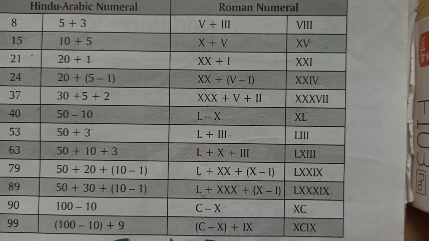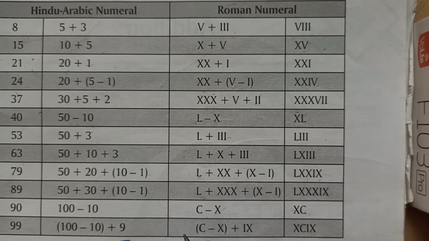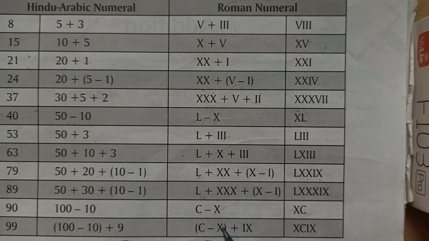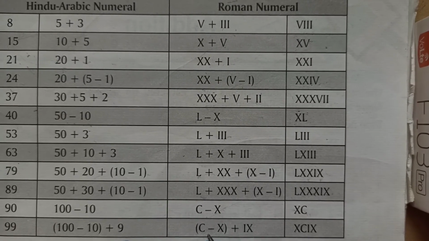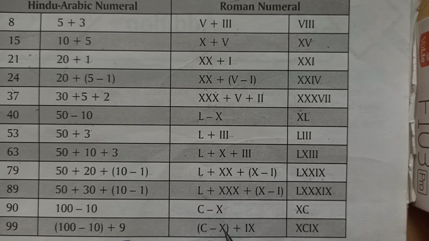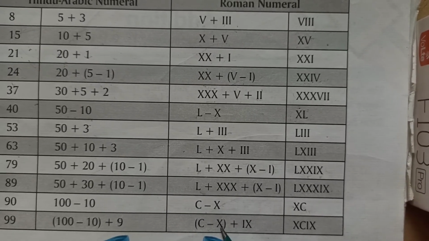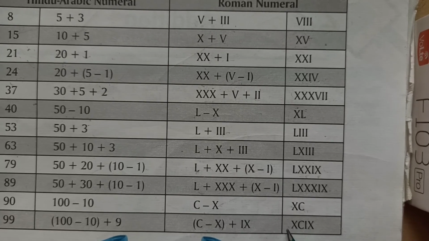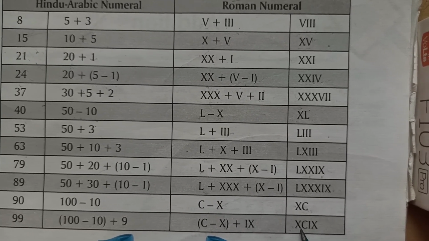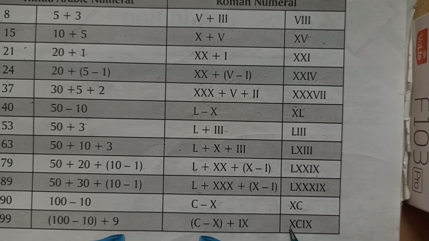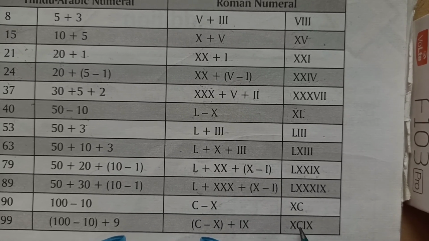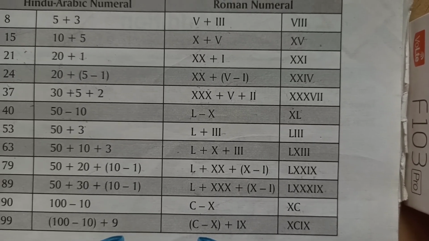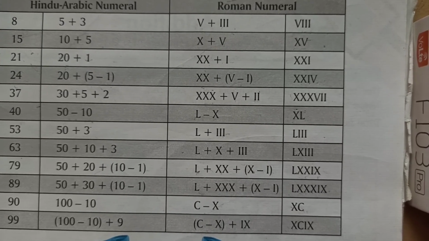Similarly, 99. So 99, how do we show it? 100 minus 10 plus 9. So C minus X is done. C is of value 100. From 100 we have to minus X, that is 10. It will become 90 plus IX, that is 9. So from C, X is subtracted. That is, X is written to the left side because X is subtracted from C. And then IX, that is 9. Okay. So this is how we write the Roman numbers.